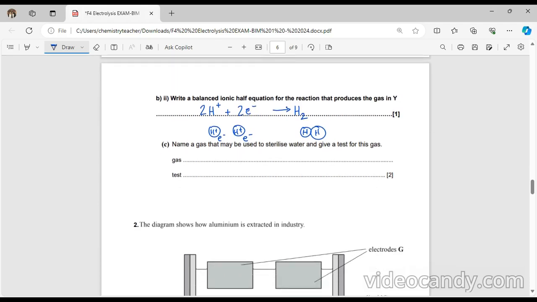Finally, name a gas that may be used to sterilize water and then give a test. So sterilizing water will use chlorine gas. And the test for this is to use litmus paper. You can use blue or red, it doesn't matter. And the chlorine is going to bleach the paper. So we'll turn it white because chlorine is what makes bleach decolorize things.